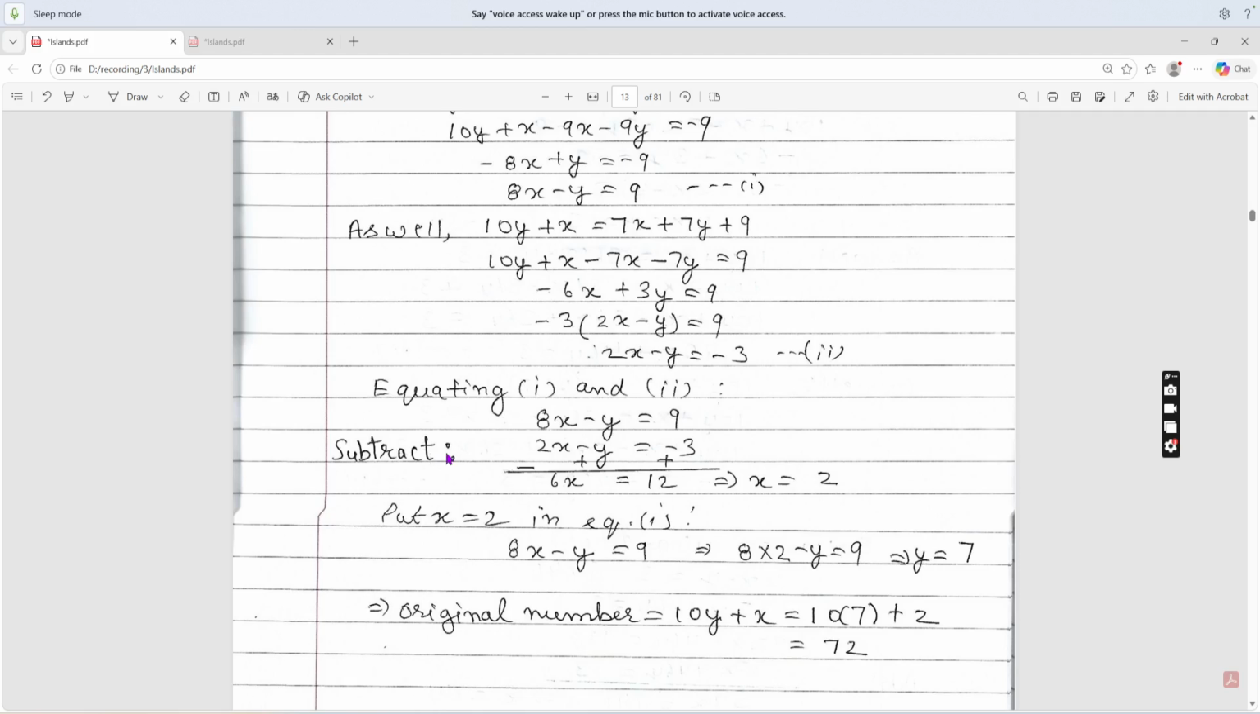Now we are subtracting, because just see the sign of y, and I mean to say the coefficient of y in both.